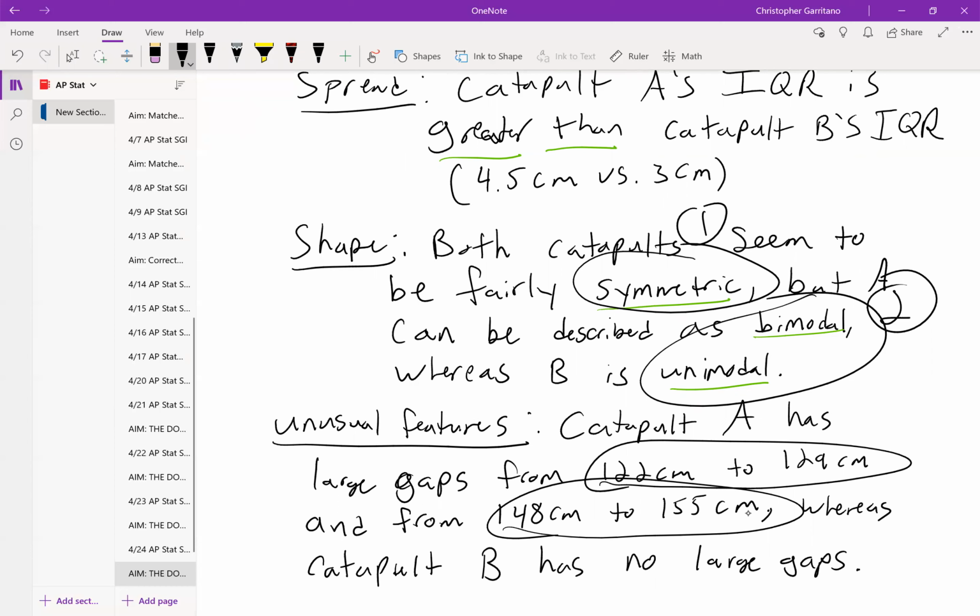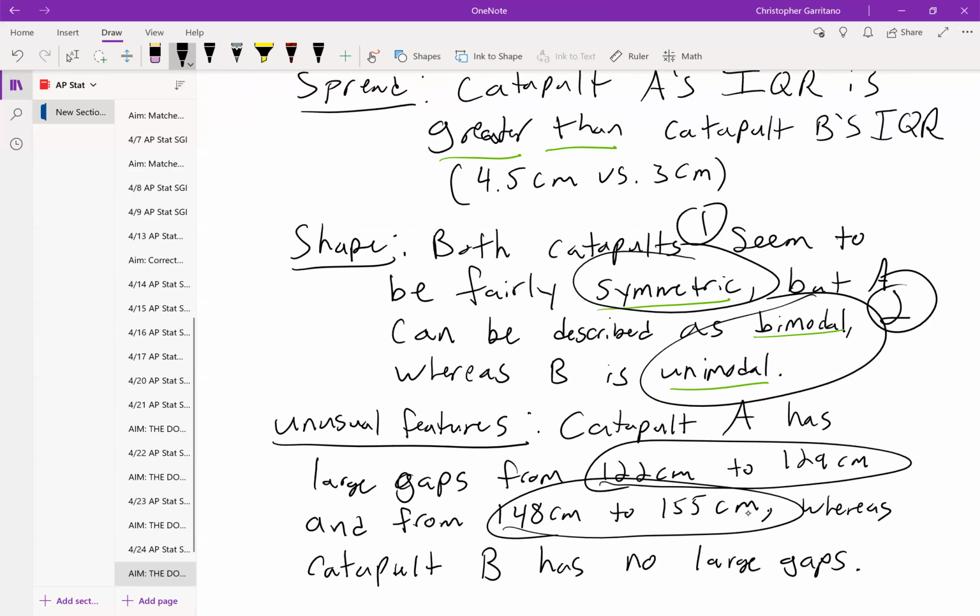Now, notice that when we get to the more qualitative descriptions, such as shape and unusual features, I can't really say less than or greater than. So I'm doing my best to compare these by making a statement about catapult A and then saying, whereas catapult B, and so on. So with the more qualitative descriptions, do your best to make it obvious that you're comparing these two distributions.